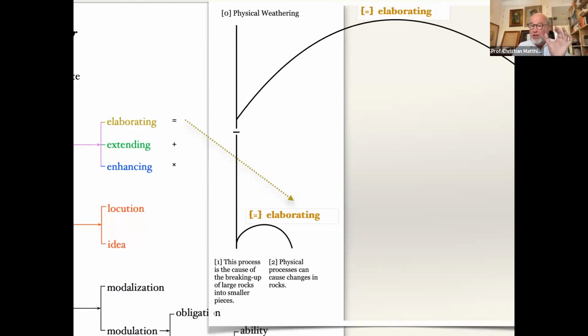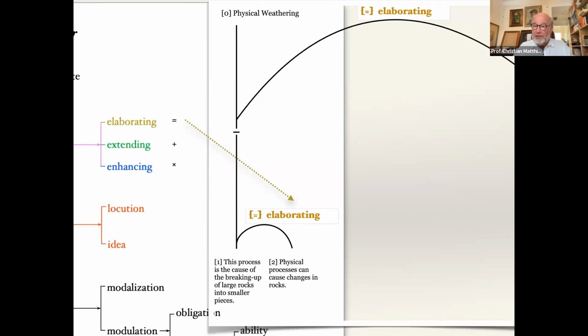That's the most nuclear segment in the whole text. So if you don't know anything else about physical weathering, you'll know that this process is the cause of, etc. There is a local elaboration: physical processes can cause changes in rocks. So that's an elaboration of the center.